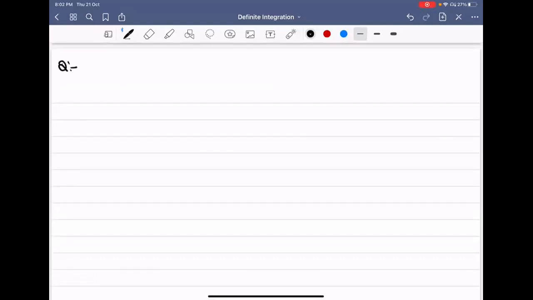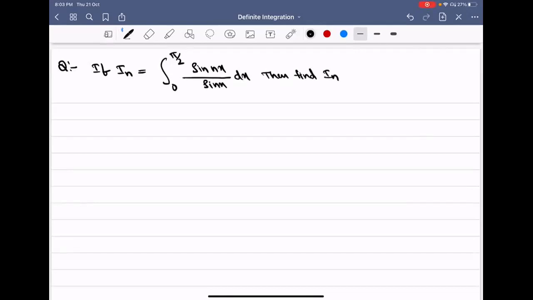Next question. If I_n is equal to the integration of 0 to pi by 2 of sin nx over sin x dx, then find I_n. This is the question.